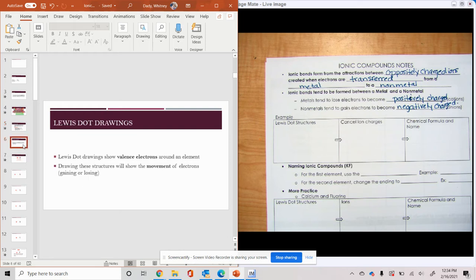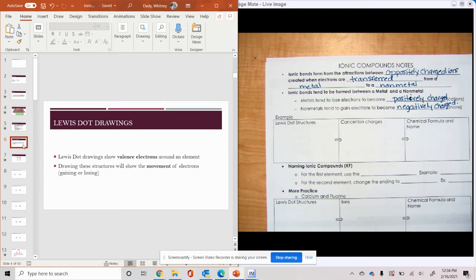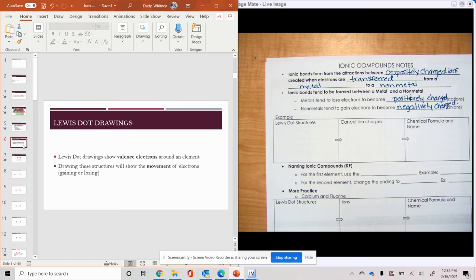And so the first thing you need to look at is a Lewis dot structure. So a Lewis dot structure, just to remind you, just shows the valence electrons. And if we recall, we want to have a full octet. So I want to have 8 valence electrons, if at all possible. And so drawing these will help show where the electrons are going. Are they gaining or are they losing electrons? And so the first one we're going to look at is potassium and fluorine.